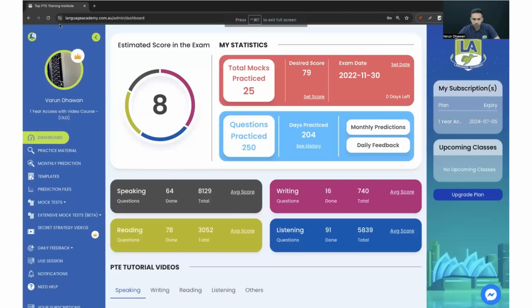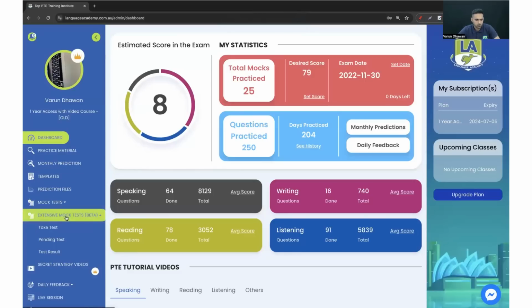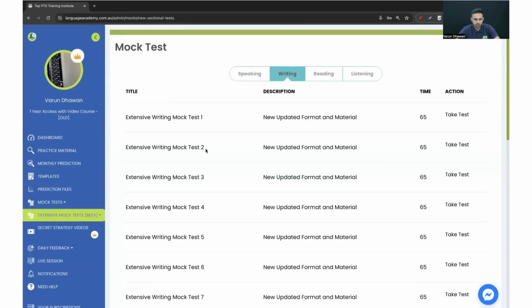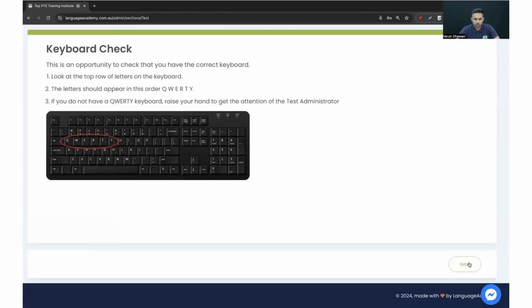All right, so I'm using our website languageacademy.com.au. You just need to go to extensive mock test, take test, and writing test. Let's do this one. I think one mock test, extensive mock test, is free for all the users. So you can register on Language Academy, take this mock test and see how you go. All right, so everything sorted.